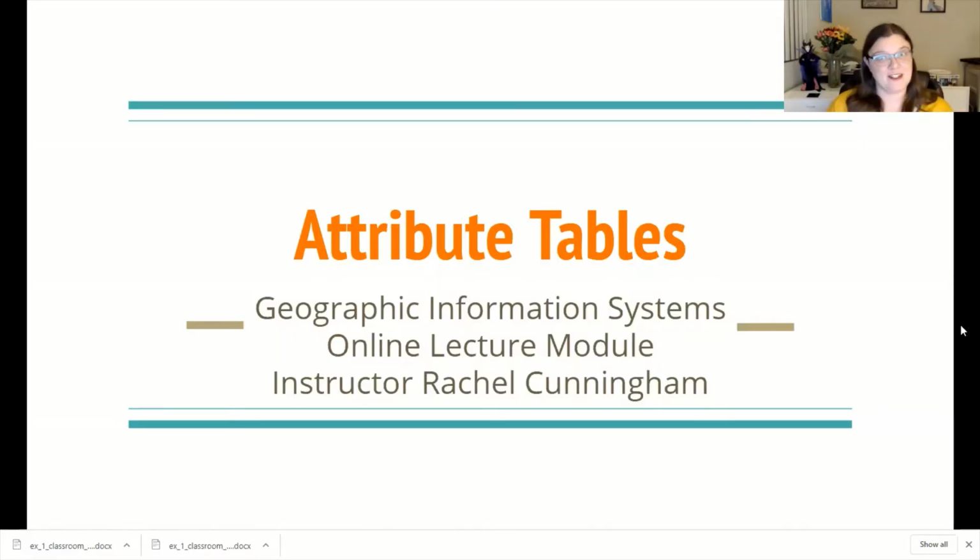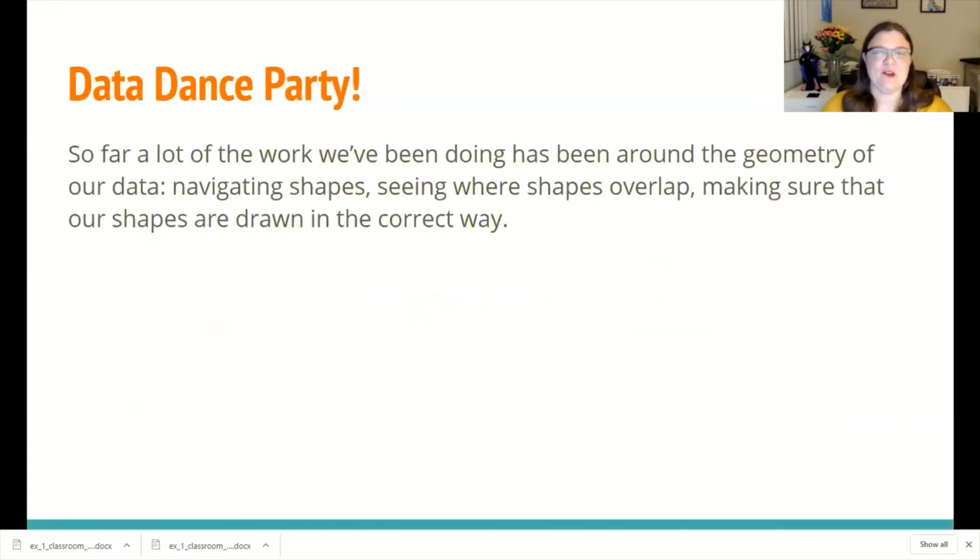Welcome back, fabulous friends. So today we're talking about one of the main parts of GIS that allows you to do actual data analysis. It's where all the data for your files is actually stored, and that is in attribute tables. So we're doing a lot of the work around the geometry of our data.